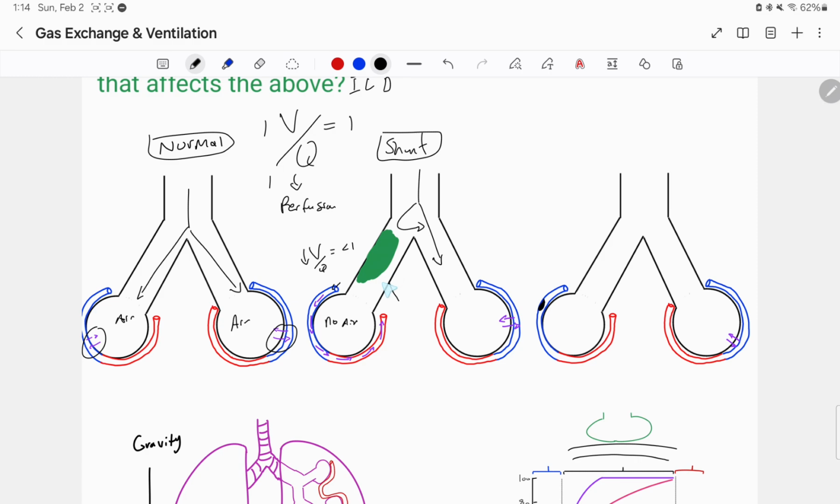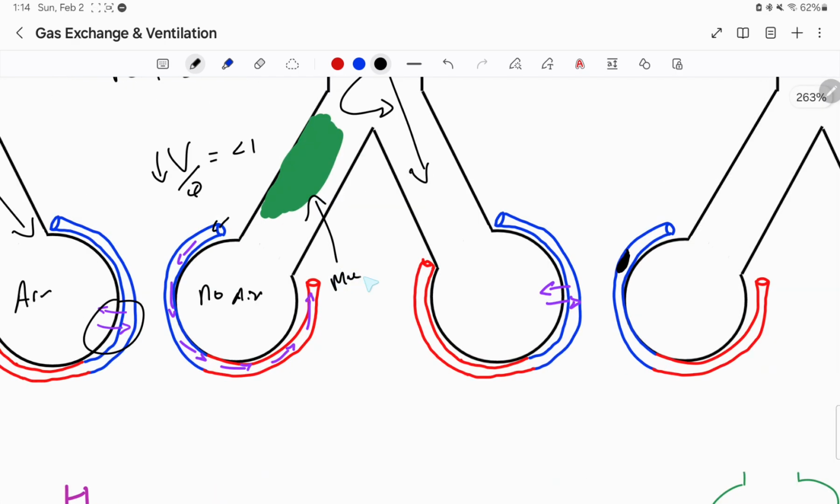And what scenarios could this happen? For example, let's say you have a giant mucus plug here, okay? For example, chronic bronchitis, let's say there's a hypersecretion of mucus and you happen to just block the airway a lot, okay? And this happens. That could be an example, okay? So I'll put mucus plug here, mucus plug.